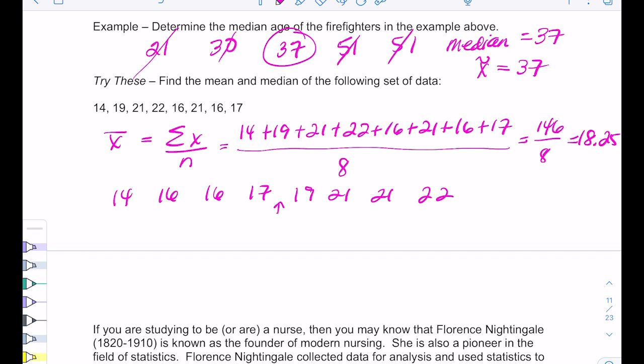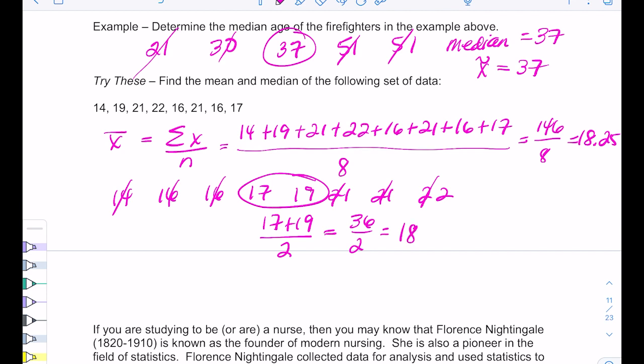Now I want to find the median. Typically it would be the middle number, but if you start crossing off values, you'll see there's two numbers in the middle. When that happens, we're going to find their average. So you would just add and divide by 2. 17 plus 19 gives you 36, and when you divide that by 2, you get 18. So the median is 18.